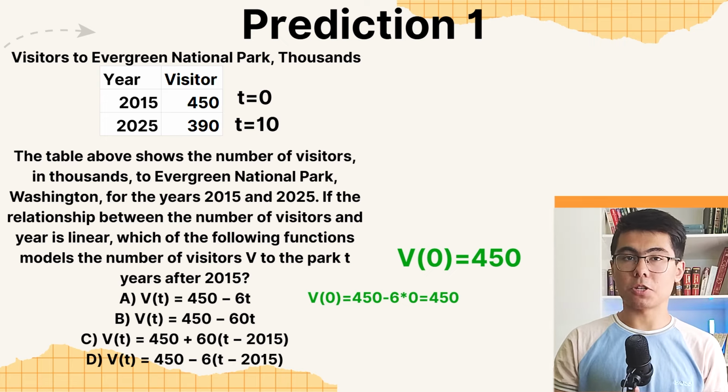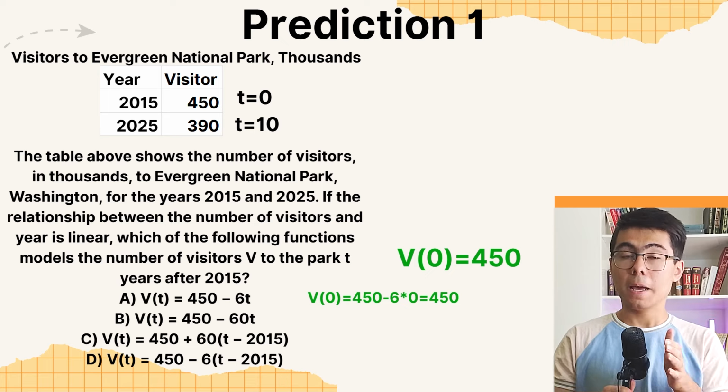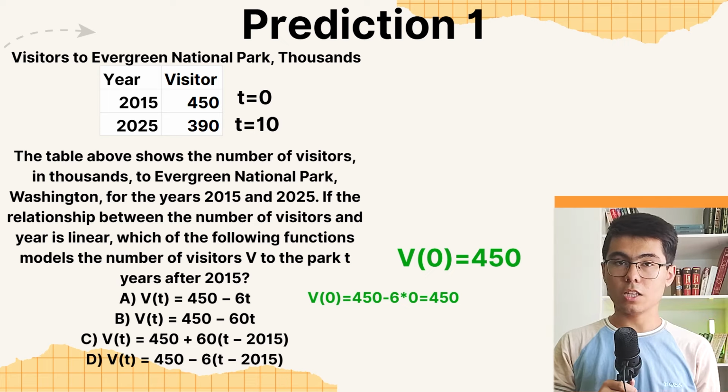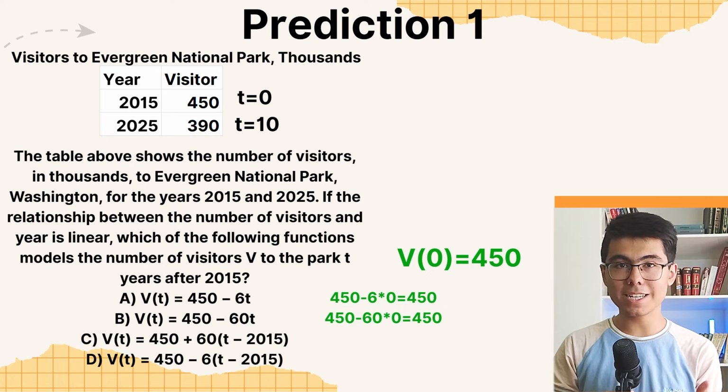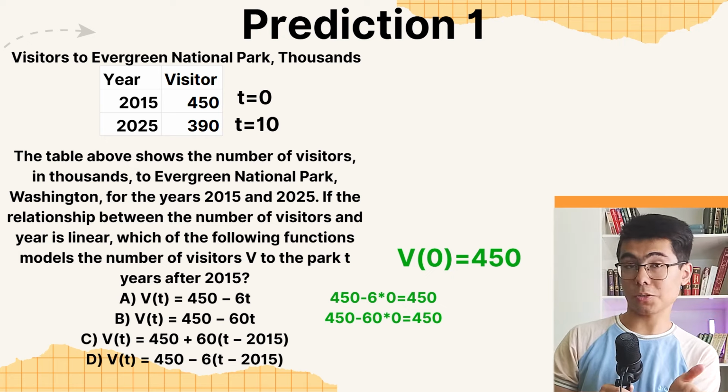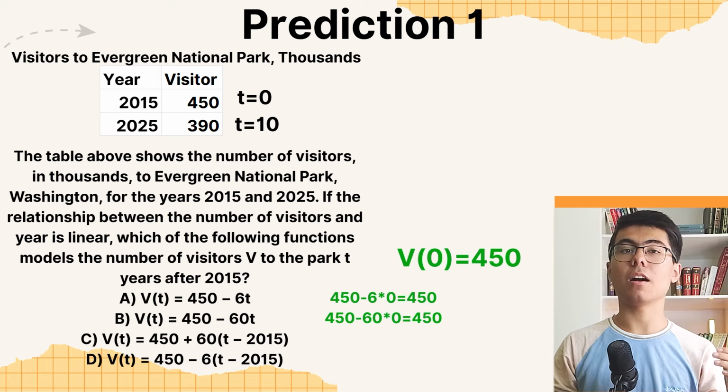So let's look at the options. Choice A, 450 minus 6 multiplied by 0 equals 450. Choice B, 450 minus 60 multiplied by 0 also equals 450. So A and B are correct when t equals 0.